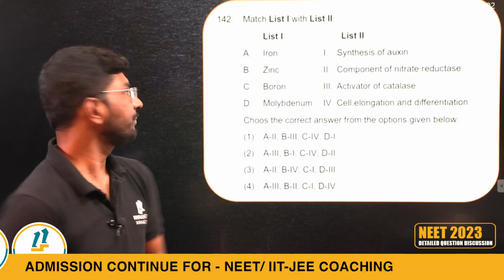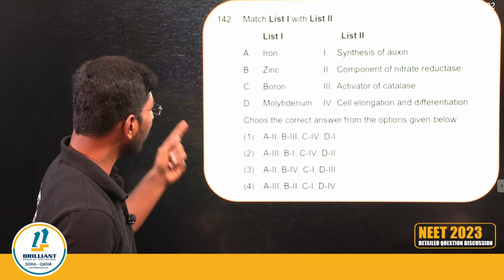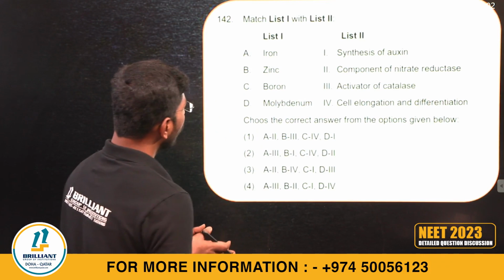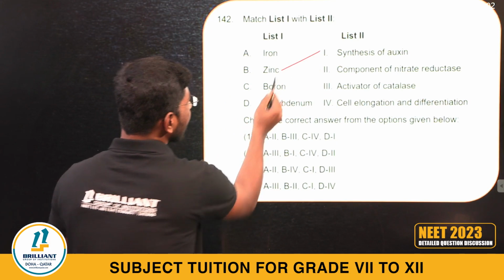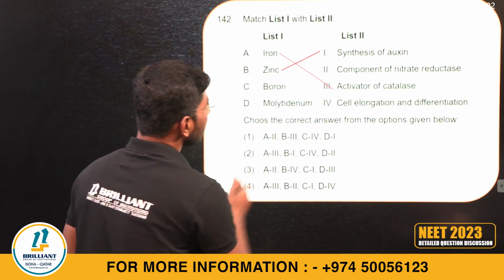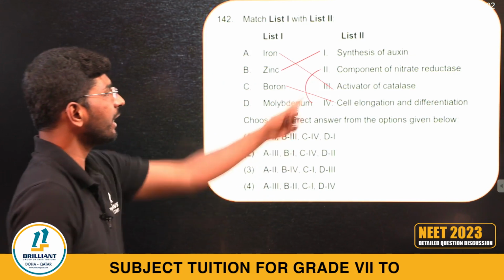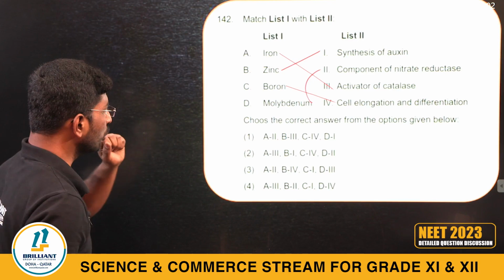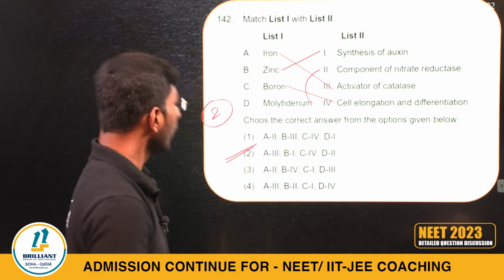Look at question 142. Again, mineral nutrition chapter. Four micro elements are given, and they are asking to identify the function. Iron, zinc, boron, molybdenum. Shall I go with zinc and the oxygens? Iron, activator of catalase, right? Boron, I can go with what? Cell elongation and differentiation. Molybdenum, nitrogenase, nitrate reduction, nitrogenase enzyme, molybdenum, I told you. So the answer will be 3 1 4 2, option 2. Mineral nutrition chapter, simple question. 143.